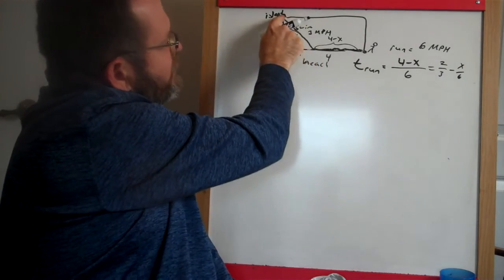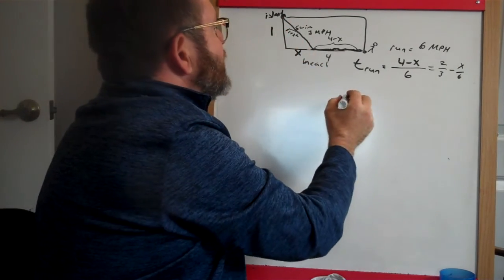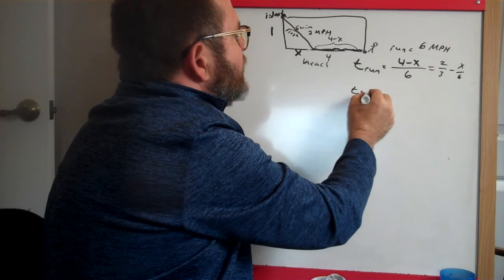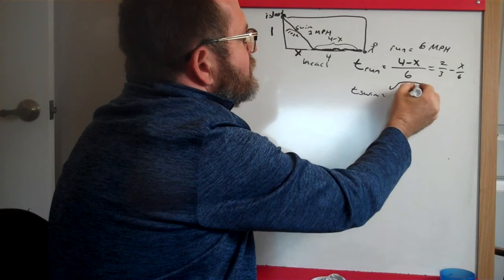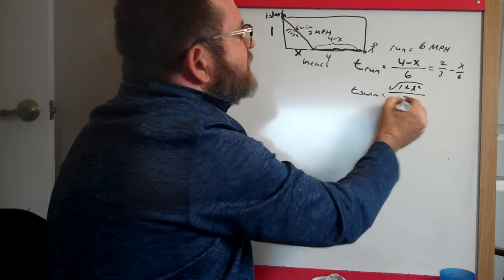In the same way, I can see how far I'm going to swim. And so the time I'm going to spend swimming is going to be the distance that I swim divided by the speed at which I swim.